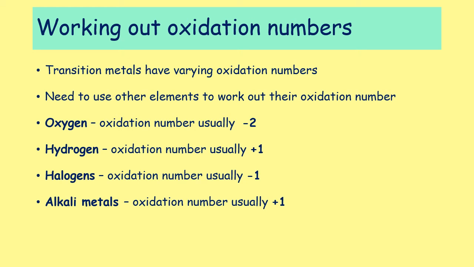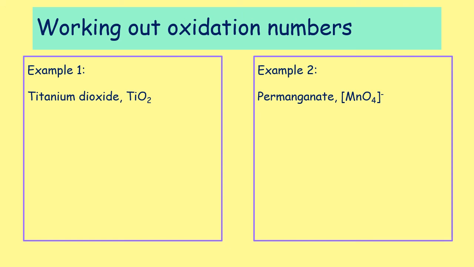And you will have to use those constant oxidation states to help work out the oxidation state of some transition metals. I've got a couple of examples here. I've got titanium dioxide, which is a neutral compound, and then I've got the permanganate ion, which obviously is an ion. So the first thing you need to look at in each case is the charge. So we'll go through titanium dioxide first.